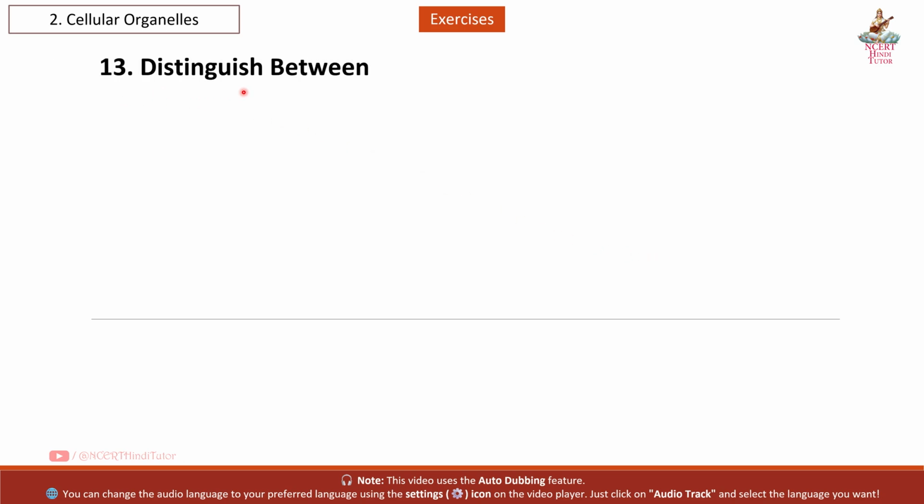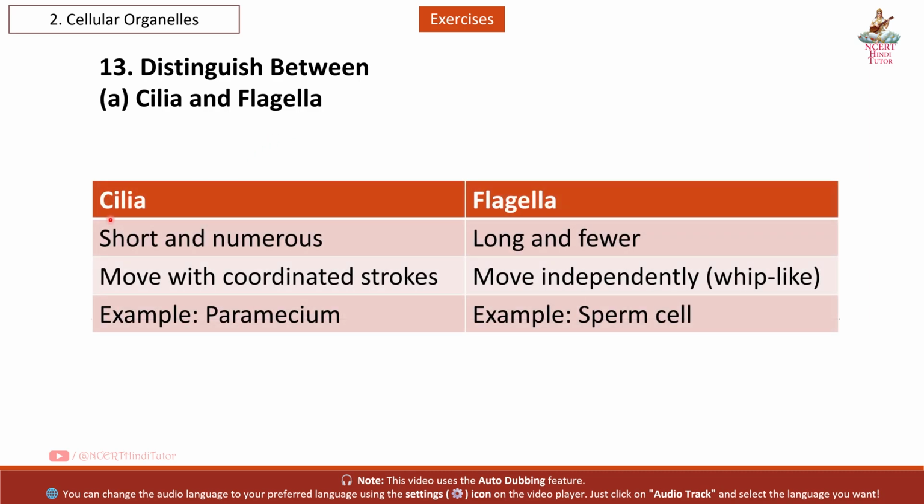Question 13. Distinguish between A. Cilia and flagella. Answer. Cilia short and numerous, flagella long and fewer. Cilia move with coordinated strokes, flagella move independently, whip-like. Cilia example paramecium, flagella example sperm cell.